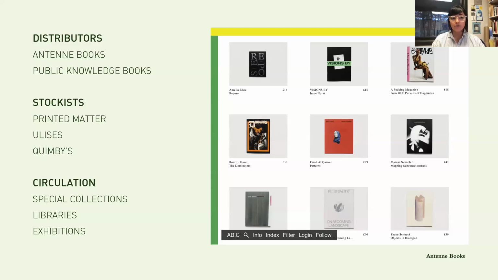And so circulation could be in special collections. Academic institutions often have special collection libraries that collect small publications, as well as exhibitions. And I mention exhibitions because in the past couple of years, I've been in a few really great artist book, photo book, publication-based exhibitions, and that's becoming more common in this world. And so that's another layer for thinking about circulation: through public presentation or through being contextualized in an exhibition.